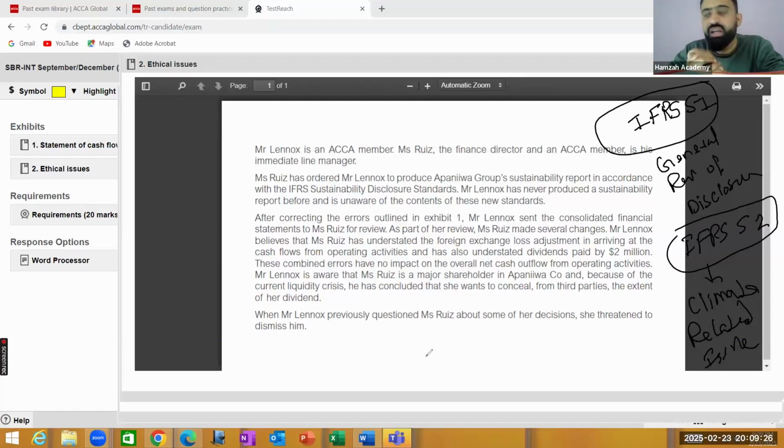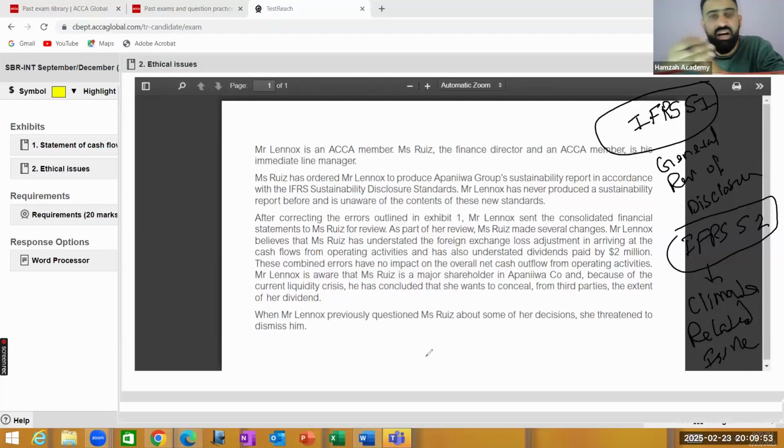What should Mr. Lennox do now? Mr. Lennox should learn about sustainability reporting. There are various CPDs, continuous professional development programs, available by ACCA or by other professional bodies. He should attend those seminars and those conferences, get the knowledge and develop a technical grip on these things.